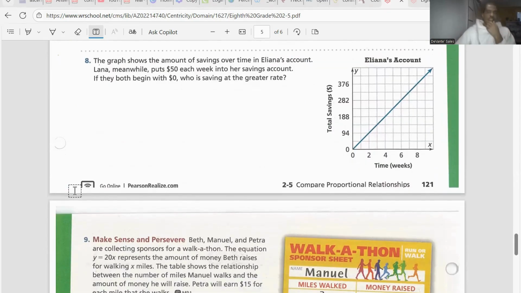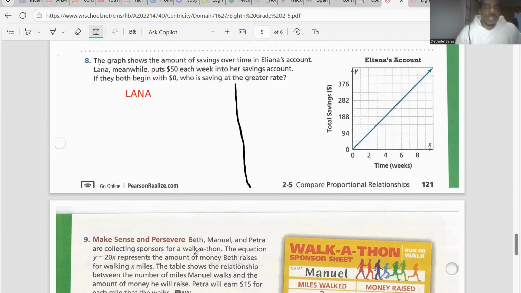The graph shows the amount of savings over time in Eliana's account. Lena, meanwhile, puts $50 each week into her savings account. If they both begin with 0, who is saving at a greater rate? Here you got Lena, and then you got Eliana. I'm going to give y'all about 5 minutes. Let's see if you can get that one on your own. We'll reconvene in a few minutes.